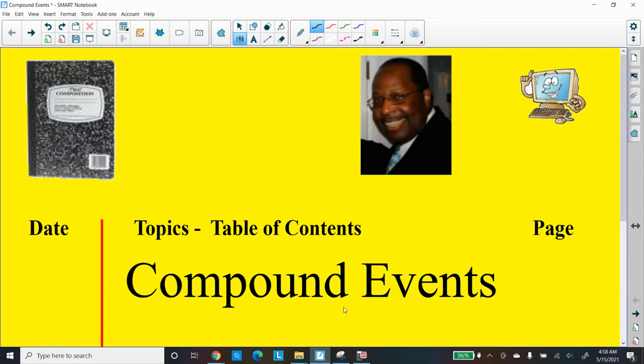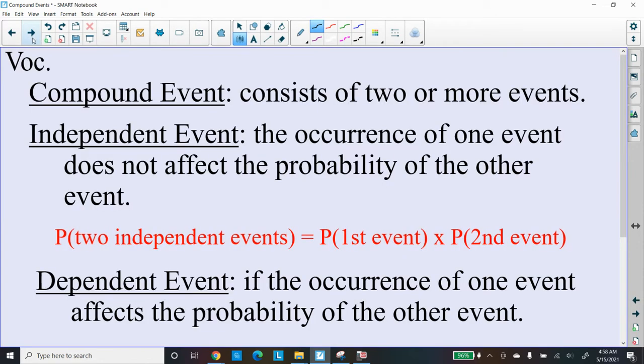This time we're talking about compound events. So let's talk about that. A compound event consists of two or even more events that you'll be doing, and with probability, an independent event is an occurrence of one event that does not affect the probability of the other event. It's independent, has nothing to do with the other event. It doesn't care about it.